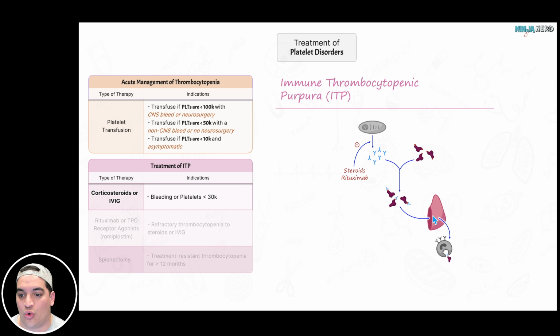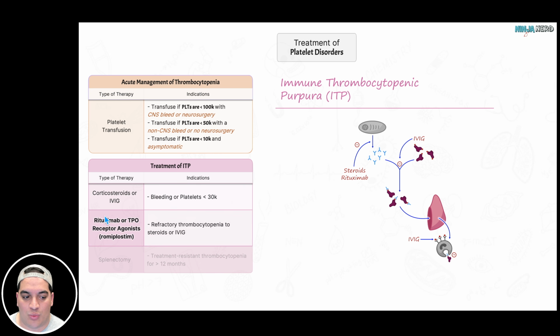They won't get destroyed by the spleen, right? IVIG tends to basically block the autoantibodies from even binding to the platelets. And so they can't even stick to the platelets, and therefore they can't get tagged and destroyed by the spleen, right? Another one is IVIG also can bind onto the Fc receptors that are present on the macrophage and inhibit them from destroying these platelets.